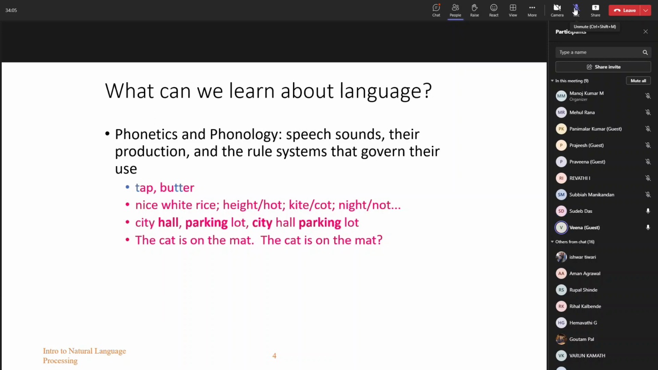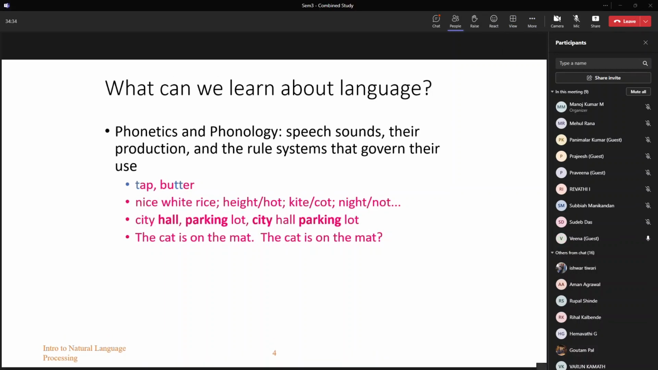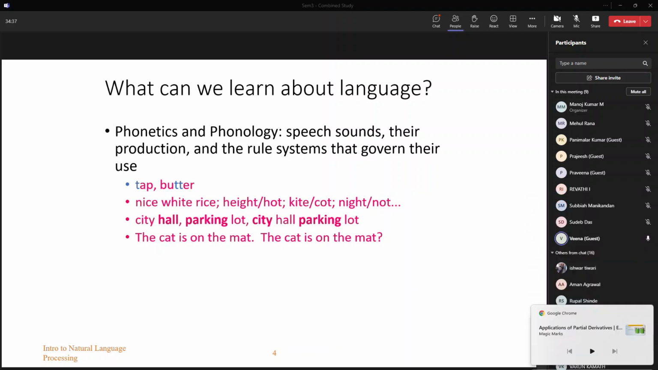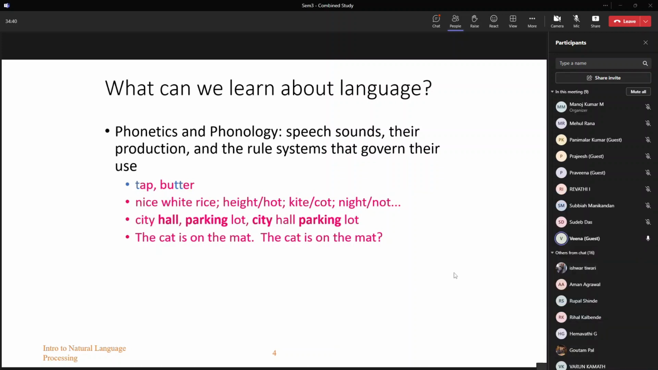No, when you say city hall, it gives the meaning of a hall we have, and when someone says parking lot, what will go to your mind first? It's a place for parking. Whereas when it comes to city hall parking lot, that order will give you a different meaning. So now you know you have to go to the city hall first, and there is a parking lot. Yeah, that means the first one is right, no?